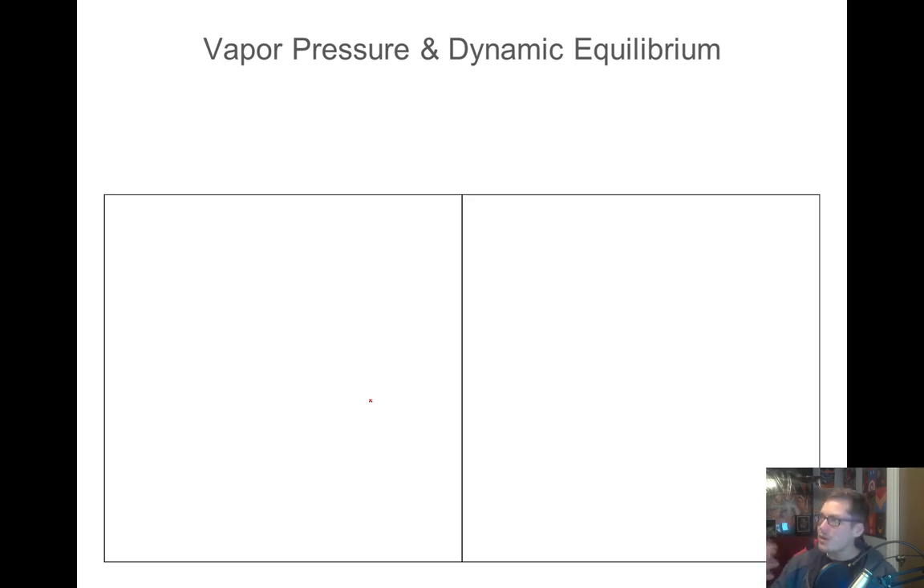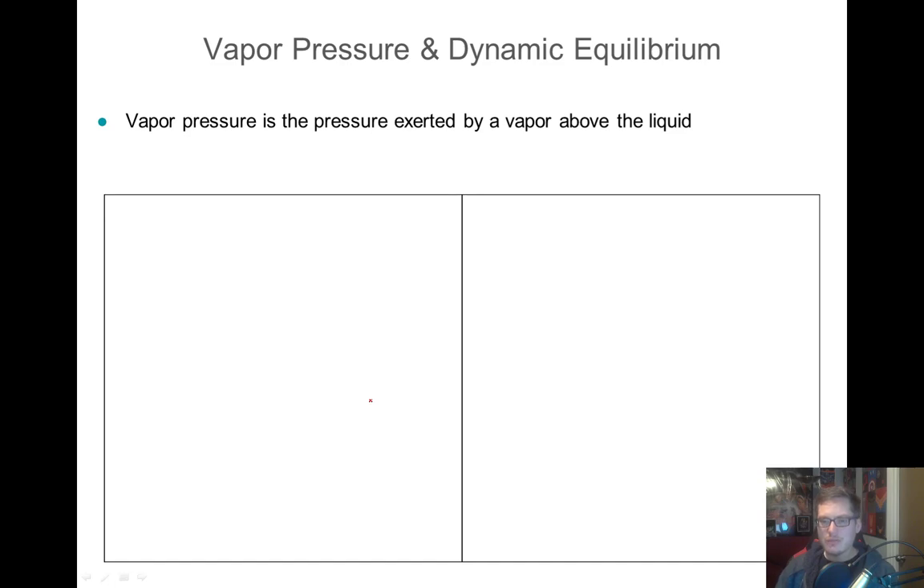There's a water vapor in the air right now. It should be a liquid like in my water bottle, right? But it's acting as a gas. It's a vapor right now. And so we get this idea of vapor pressure. Vapor pressure is defined as the pressure exerted by a vapor above the liquid.